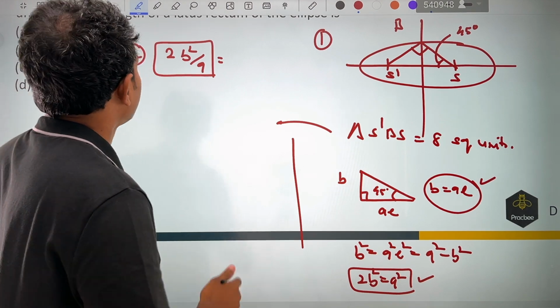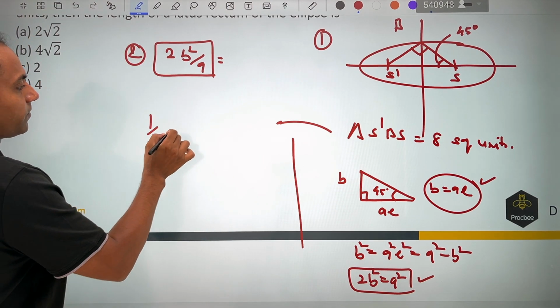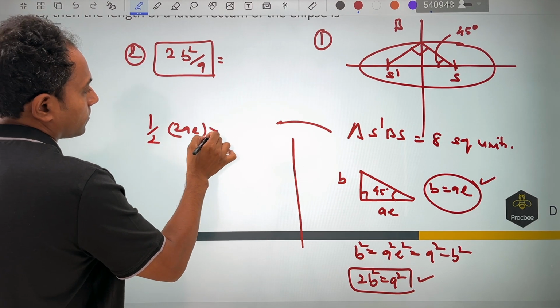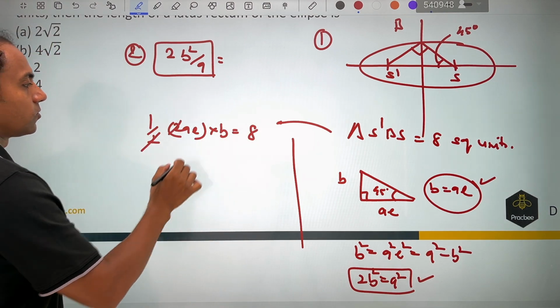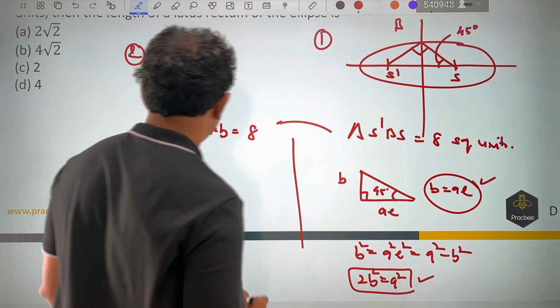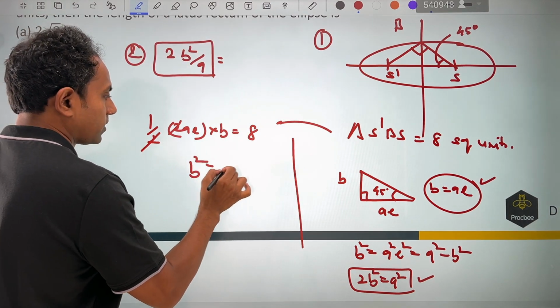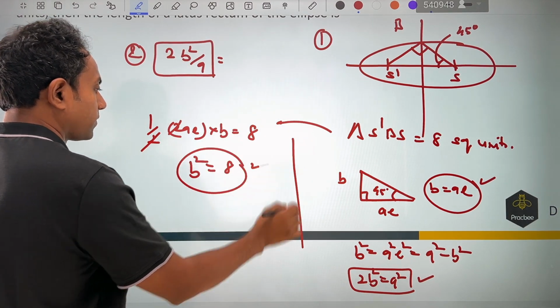Now from this area relation that is given to us, half of base, that will be twice of a into b will be equal to 8. This 2 will get cancelled out. We know that b is equal to a, so we can put it here. So b square becomes 8. This is what we have figured out.